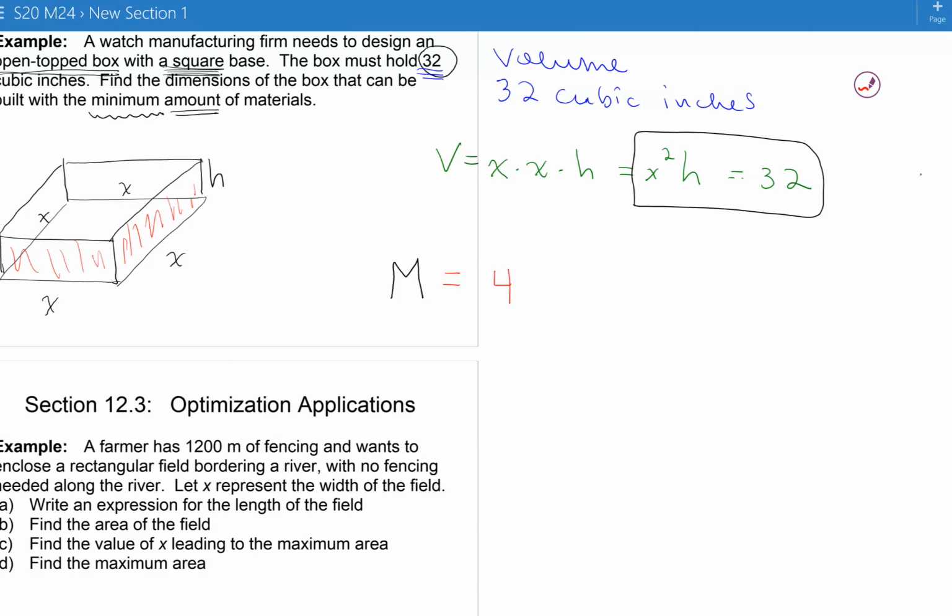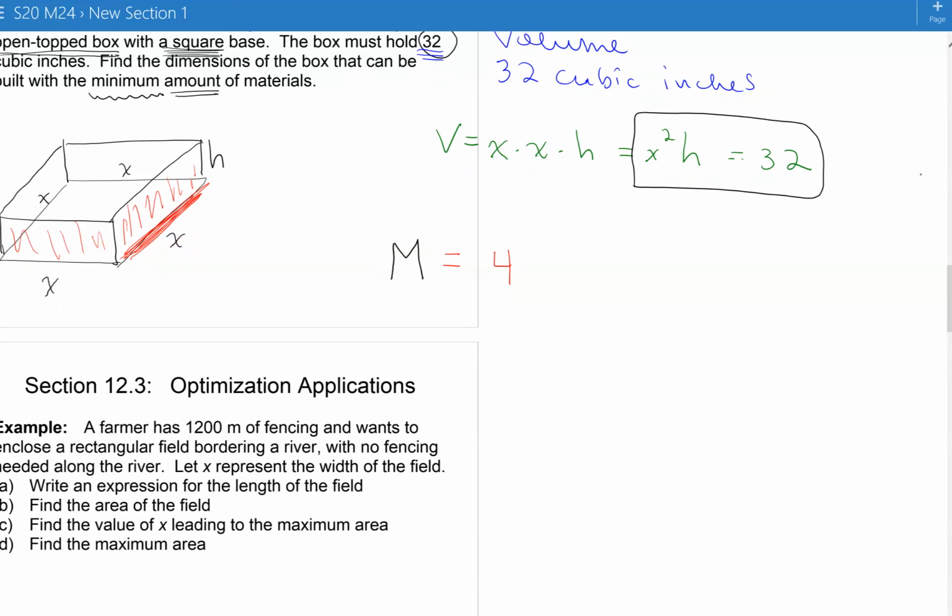So 4 vertical sides, and each of those sides is x by h. So I have 4xh for the sides plus x squared for the base, and then there's no top. If there was a top, we would need 2x squared, but there isn't. So now look at this equation, and this is what I want to minimize.